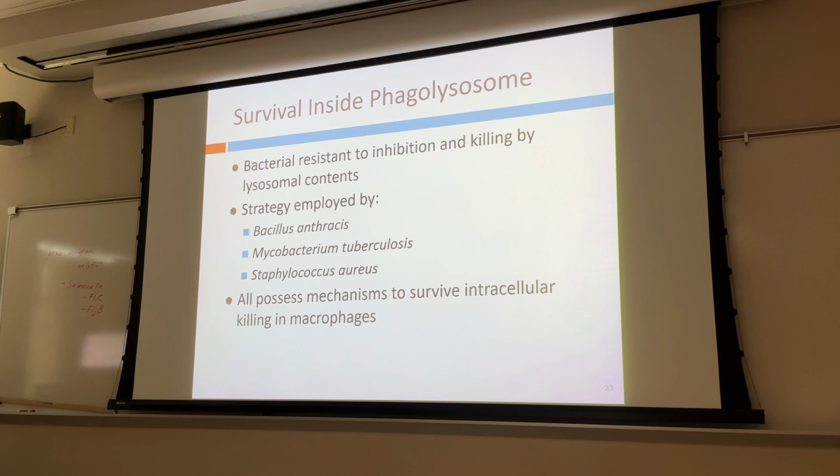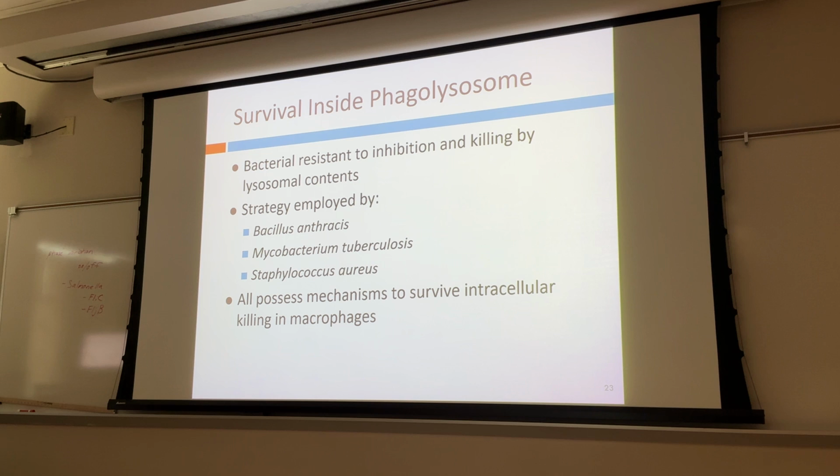Bacillus anthracis is kind of an oddball. So capsules, remember, are usually made out of polysaccharide. Bacillus anthracis's is made out of peptide, so it's more protein based. Mycobacterium tuberculosis, Staphylococcus aureus. These ones are going to survive inside the phagolysosome.